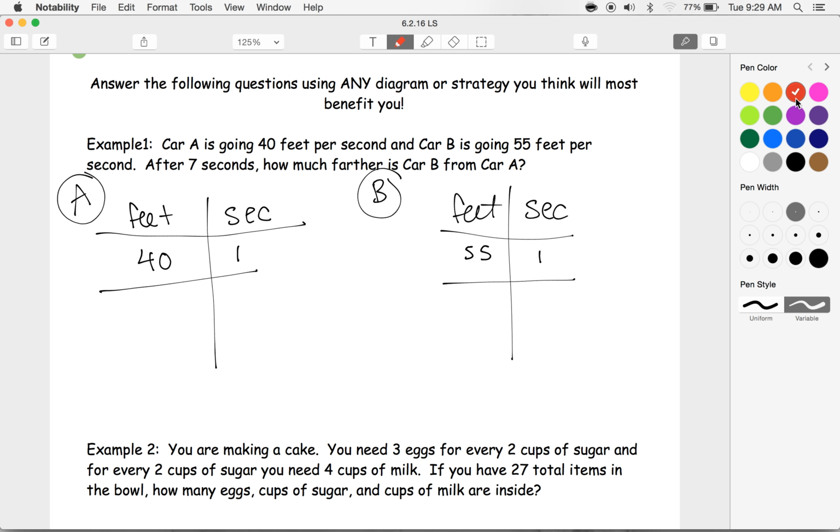Now, this is asking me to get to 7 seconds. So in my first example, if I want to go from 1 to 7, I'm going to be multiplying by 7, which means I'm going to do the same thing on the other side. I'm going to take that 40 and multiply it by 7, which will give me 280 feet. The same thing's going to happen over here. When I do that, I'm going to get 385. So in this case, I used a diagram. But the question is, how much farther is car B from car A? So I'm going to do 385 minus 280 to get my final answer of 105 feet.